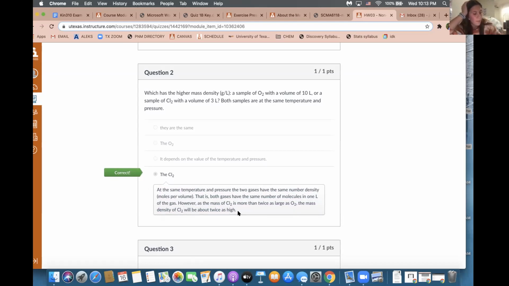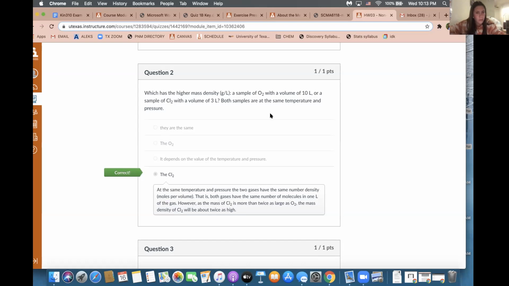What did you get for this one? Or what was your thought process, I guess? So then it would be, hang on, the V2 is 3 divided by 0.082. It would be 36. And then the other one would be 10 divided by 121. That wasn't right, though.